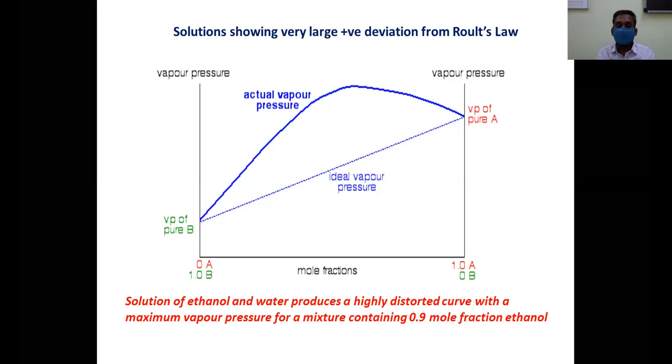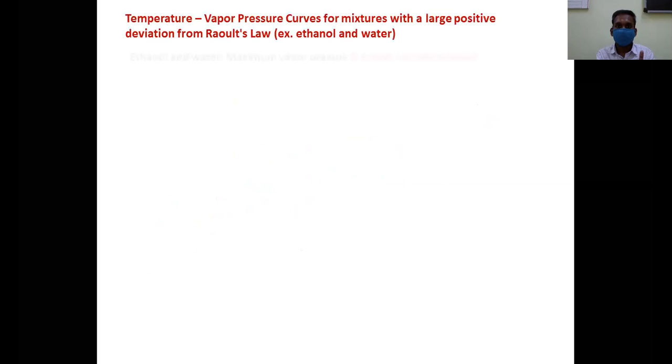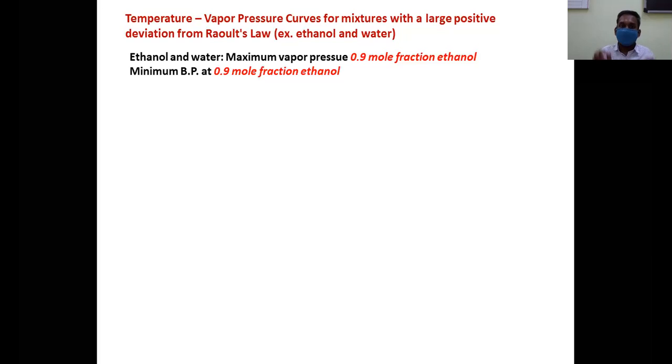Now you relate this maximum vapor pressure to its boiling point. So ethanol and water has maximum vapor pressure at 0.9 mole fraction of ethanol. Fine? Okay. I told you vapor pressure and boiling point are inversely proportional. So if I take this solution of 0.9 mole fraction ethanol and record its boiling point, that boiling point will be the minimum boiling point of all possible solutions of ethanol and water, including pure ethanol and pure water. Okay, that is a minimum boiling point.